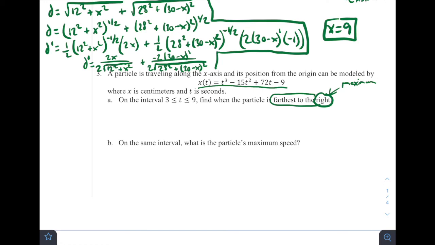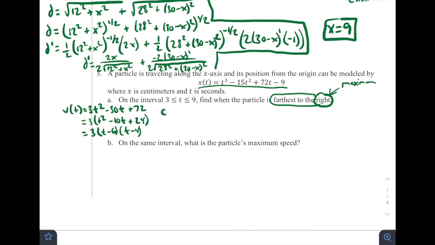So let's take a look at the derivative of this function. The derivative here is the velocity. That's going to be 3t squared minus 30t plus 72, which looks like we can factor out a 3. That's going to be 3 times t squared minus 10t plus 24, which we could further factor and say that this is going to be t minus 6 times t minus 4.